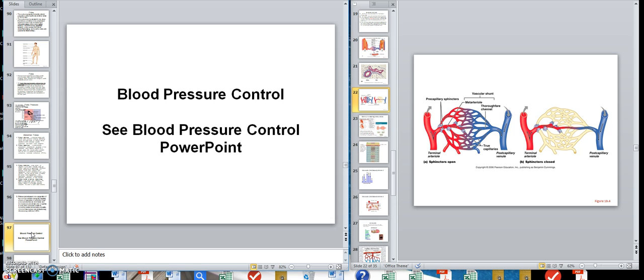So now where we are, we want to look at blood pressure control. I'm going to exit this PowerPoint here, and we're going to look at blood pressure control. That's going to be our next subject there. What controls the blood pressure? All right, so we'll close here.